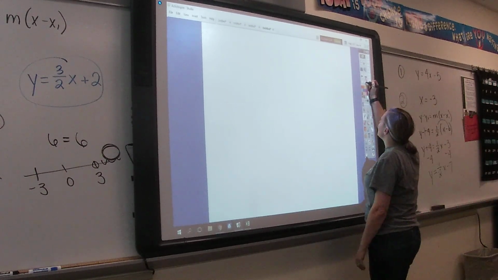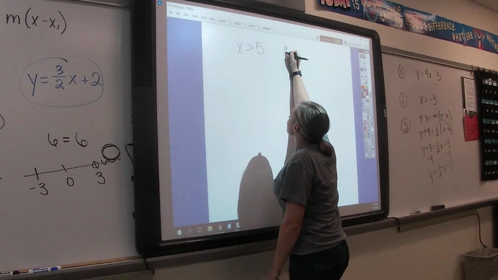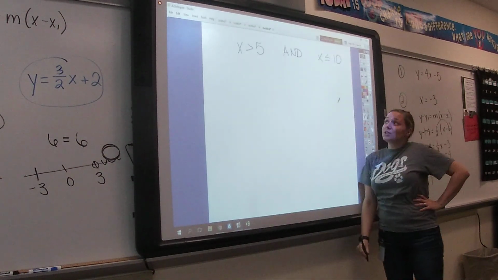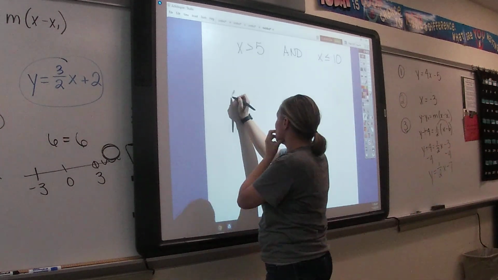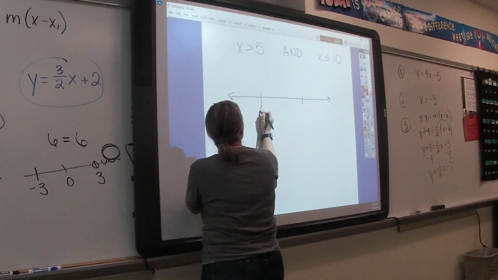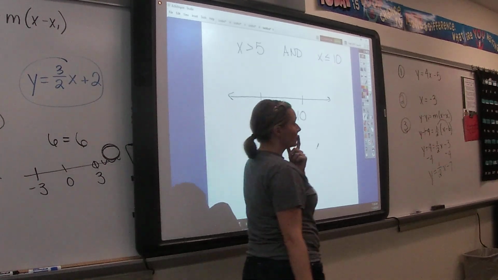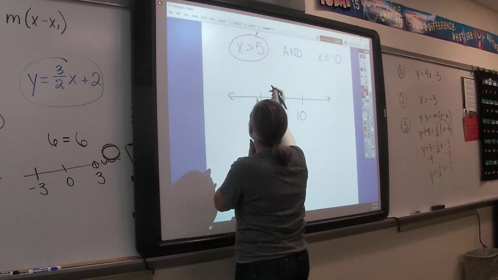Because what happens if now I have something that says x is greater than 5, and x is less than or equal to 10. You get both. I'm still going to make a number line with the same rules. So I'm still going to put the smaller number on the left. I'm still going to graph them both individually up above.